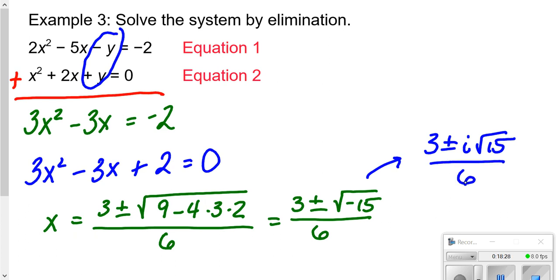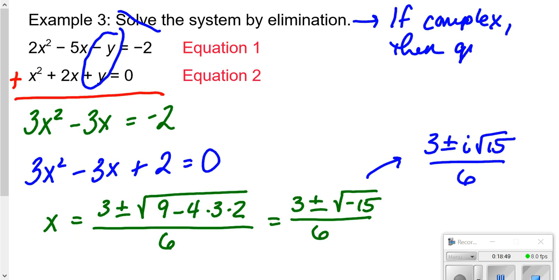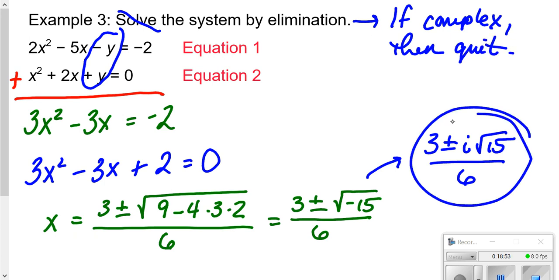Now to get the y for this is pretty hard. So I'm going to tell you right now that I think in a situation like this, I would only ask you to solve the system by elimination. And if complex, then you can quit. Because what this is telling me when I get a complex solution is that these two graphs don't cross.